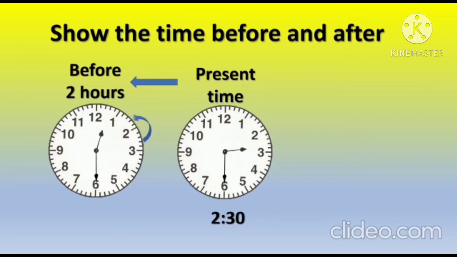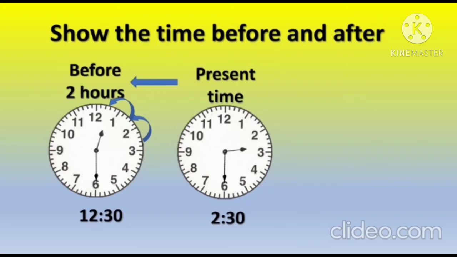Earlier it was between 2 and 3, that was 2:30. It will go back to 1:30, between 1 and 2. And since it is before 2 hours, it will shift one more place behind. So from 1:30 it will go to 12:30, between 12 and 1. So the answer is 12:30.